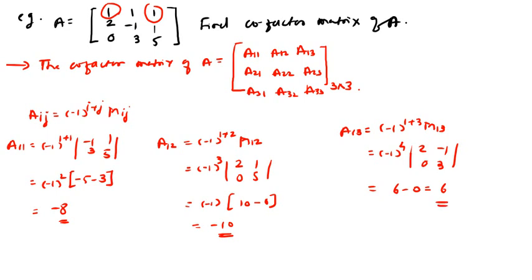Okay, so we got all 3 entries in the first row. So we need to find the entries in the second row as well as the entries in the third row. Okay, so I will take this matrix on the next page. Okay, see what happens.